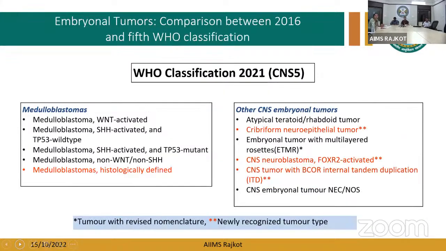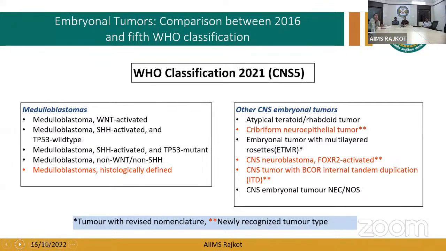Now, presently, according to the 2021 classification, medulloblastomas are first divided into 5 categories. The first 4 categories are the same genetically defined ones, which are WNT activated, SHH activated TP53 wild type and mutant, and non-WNT, non-SHH. Now, all the histologically defined categories have been comprised in one category itself, named medulloblastoma histologically defined. Other than that, among the other CNS embryonal tumors, we have 2 new entities, which are FOXR2 activated neuroblastoma and CNS tumor with BCOR ITD, and one provisional entity, cribriform neuroepithelial tumor.